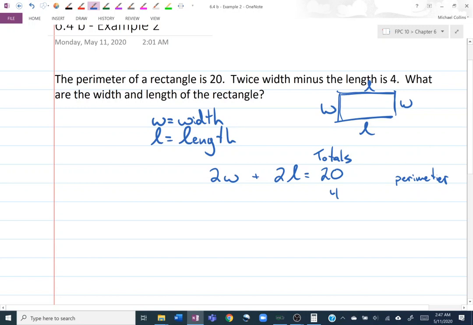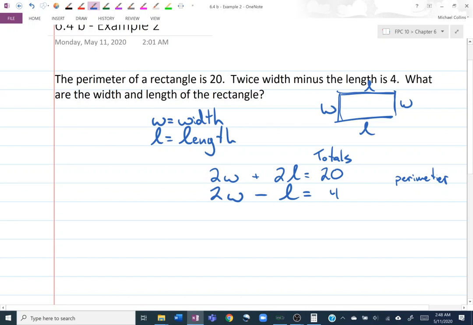And then for my second total, it's a little bit odd the way they've written it down. And I say they, but I should really take responsibility for the way I wrote it down. Twice the width minus the length. So I can take that sentence and translate it straight into math. Twice the width is just 2 times the width, minus the length. And that's going to be equal to 4.